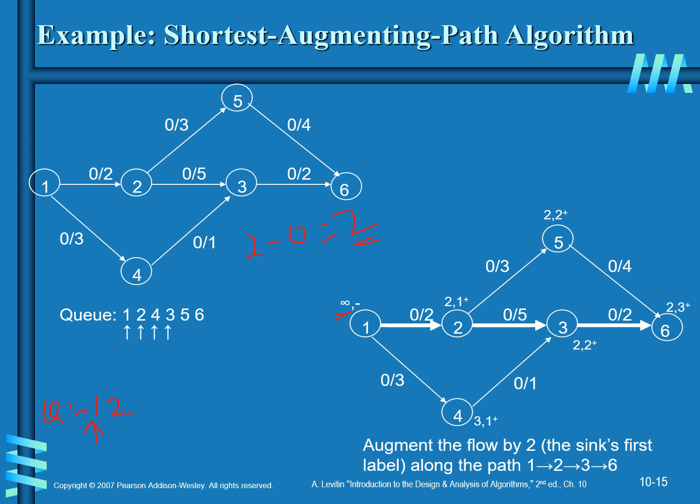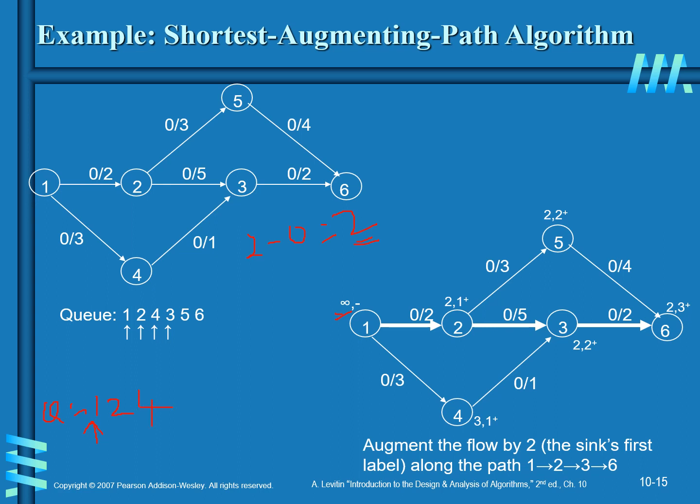You first have to label all the forward edges from 1. The next forward edge is to 4. 3 minus 0 is 3. Then what is the label of vertex 1? Infinity, so the minimum is 3. You label 3, comma. Again, 4 is reached from 1, so 3 comma 1, and since it is a forward edge, plus. So now you have labeled 4.